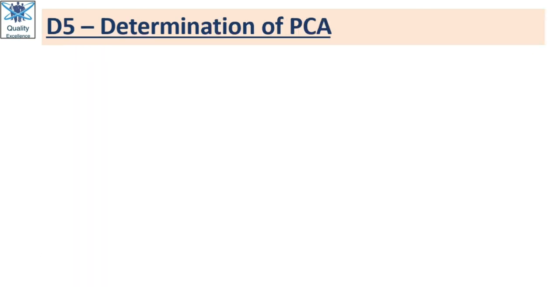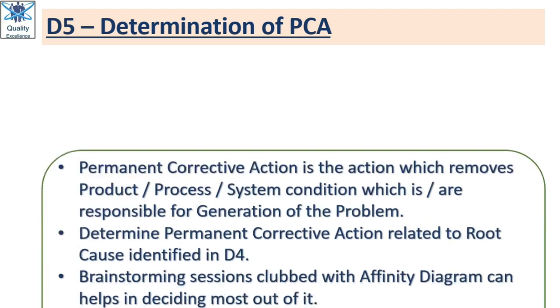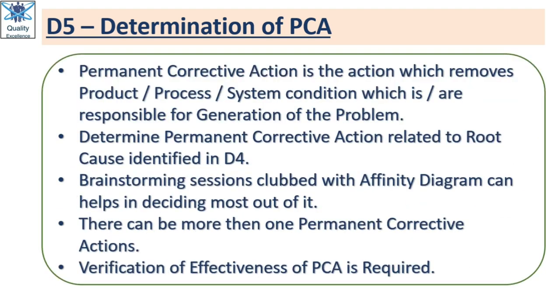And the D5 stage is determination of permanent corrective action. Permanent corrective action is the action which removes the product, process, or system condition which is or are responsible for generation of the problem. So this is permanent corrective action. Determine permanent corrective action related to the root cause identified in the D4 stage, right?